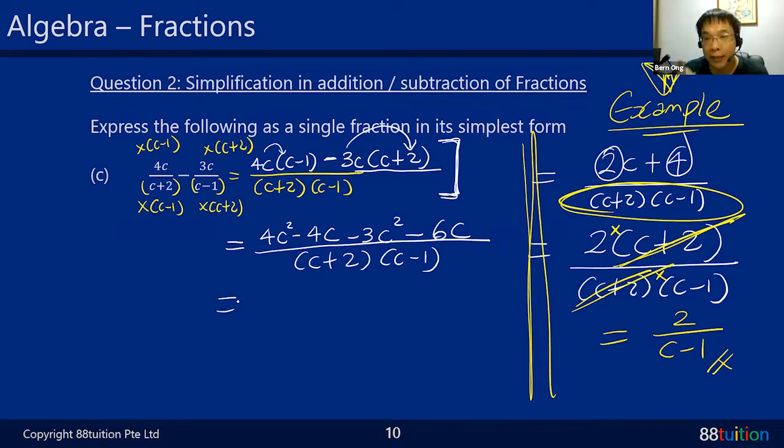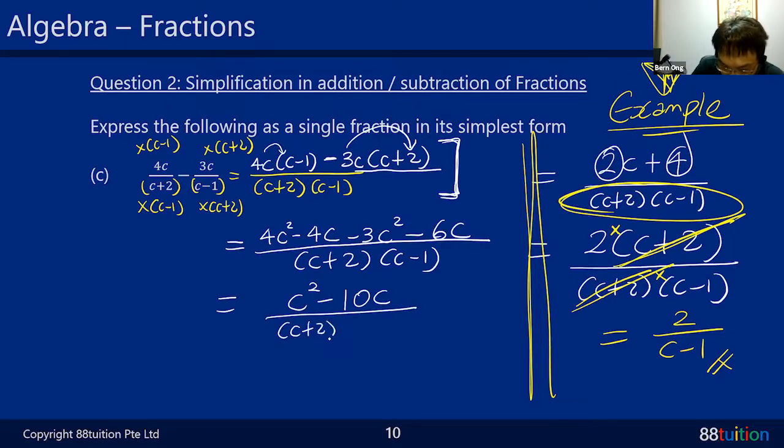Now the numerator, let's try to simplify. 4C squared minus 3C squared, they belong to the C squared family. You get 1C squared, or you can just write C squared. Minus 4C minus 6C, you owe me 4 candy. You owe me another 6 candy. So you owe me 10 candy. All right, please do not expand. Leave it. All right, Celeste and Charmaine, you get to this answer.